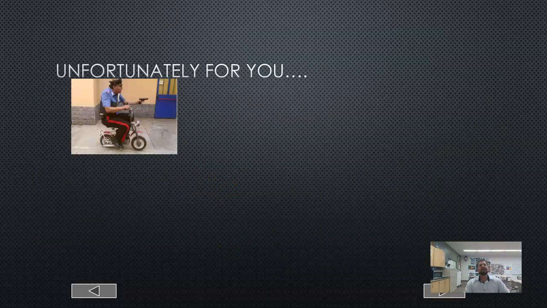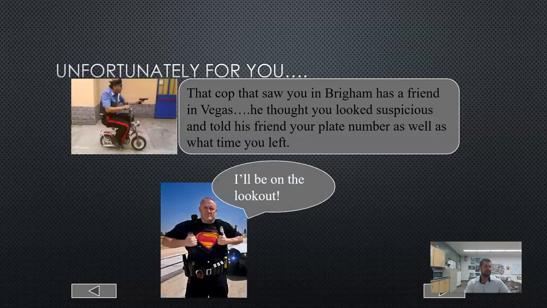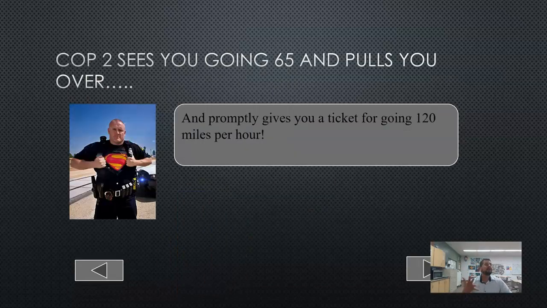Now, here's an issue. The cop in Brigham City had a friend in Vegas, and although he did not pull you over, he said, you know what, I know this is really contrived, but it looks like they're headed to Vegas, keep an eye out for them because they look a little shady. So he writes down your plate number and sends it to his friend. Four hours later, the cop sees you, but you understand that if you're in front of a cop, you can't be speeding. So you slow down to 65 miles an hour, exactly 4 hours from when the first cop saw you. So about 8 o'clock, you're pulling into Vegas, and this cop sees you and pulls you over.